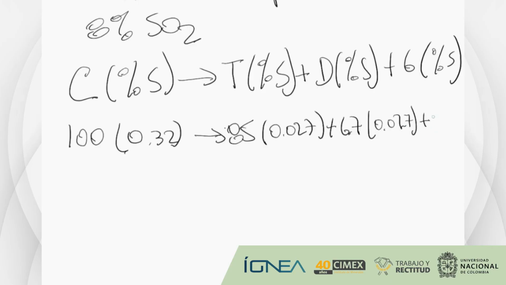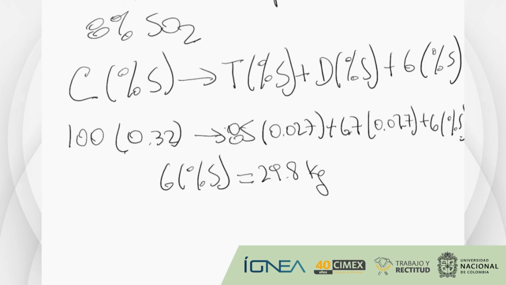27, and the percentage of sulfur in the gases. We have to define it here, and we have to put here the gases, percentage sulfur in the gases. Okay. If we make the calculation here, the percentage of sulfur in the gases is 29.8 kilograms.